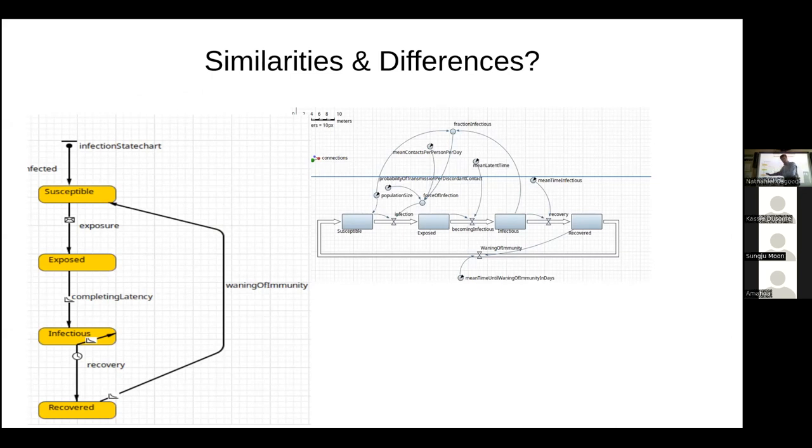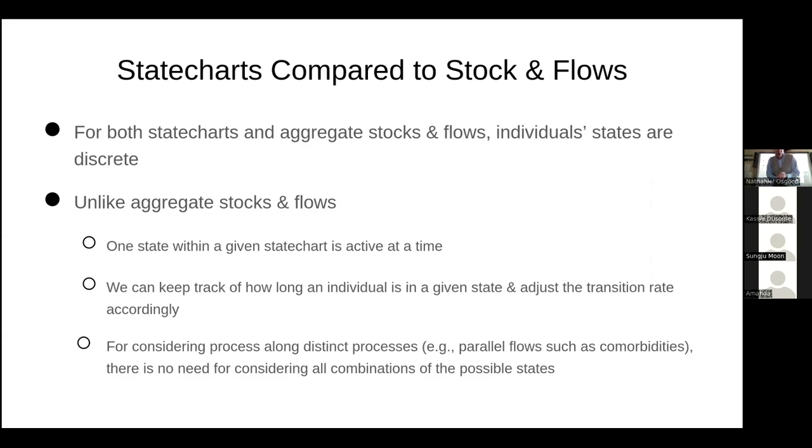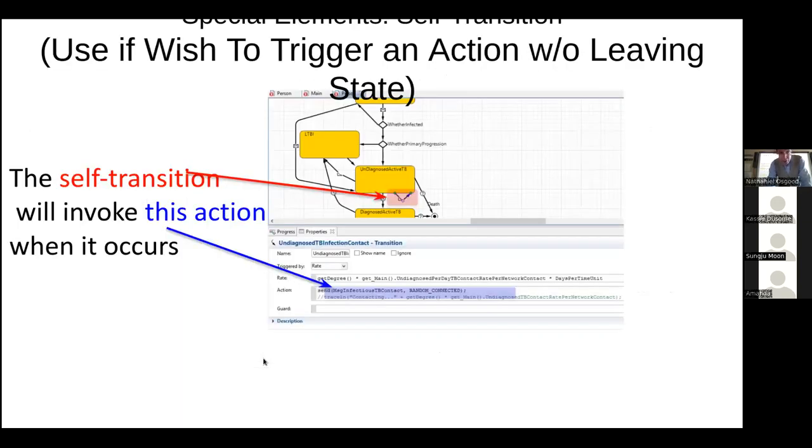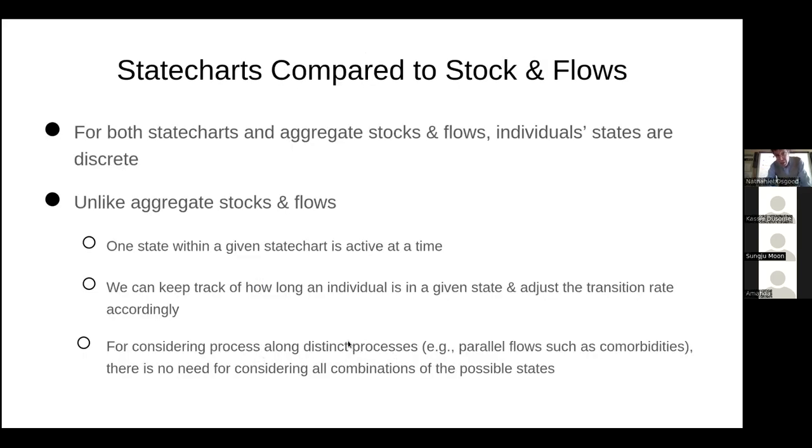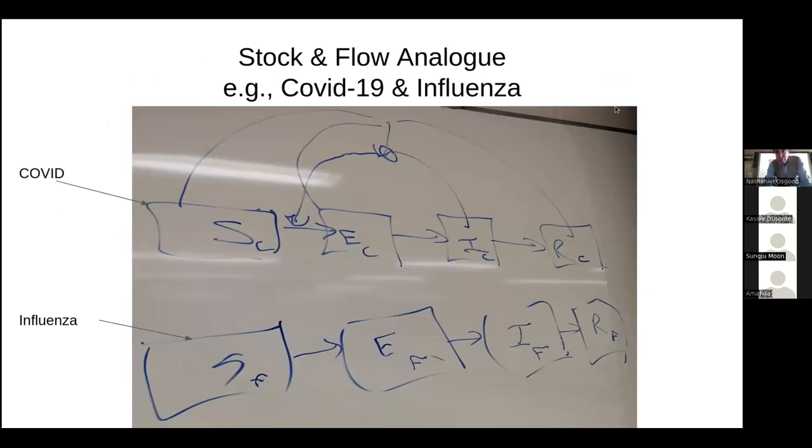So I hope I've highlighted some similarities to stock and flow models, this reasoning about hazard rates, for example, but also some differences. But the truth is, I haven't talked about one of the most impactful areas where these two are different, and which harks back to our discussion last time about heterogeneity. So with stock and flow and state charts, we're going to be considering this third point here. When considering, in a state chart, our progress along distinct axes, distinct concerns, distinct flows, such as multiple so-called comorbid conditions, multiple lines of development, we're going to have a very different way of representing this.